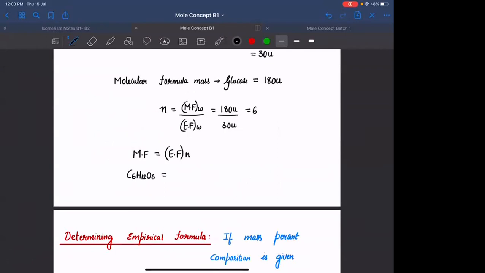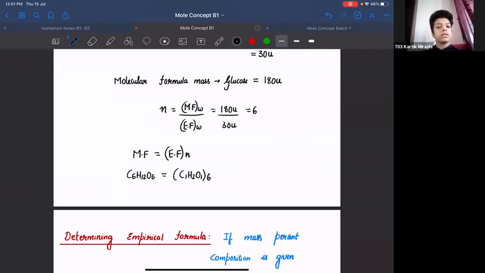C6H12O6 is nothing but C1H2O1 times 6. I hope that's clear. Okay. So if you know the molecular weight, and if you know the empirical formula, can you find the molecular formula?